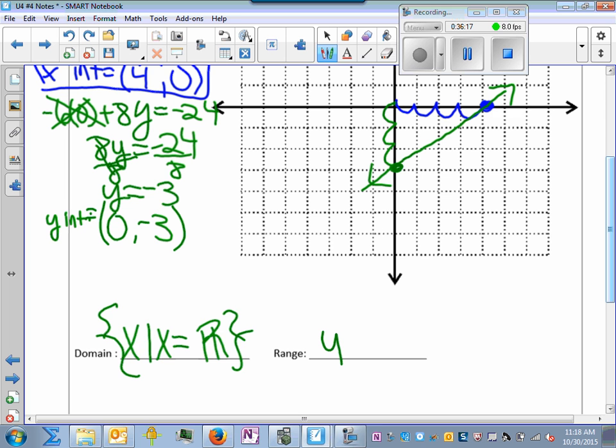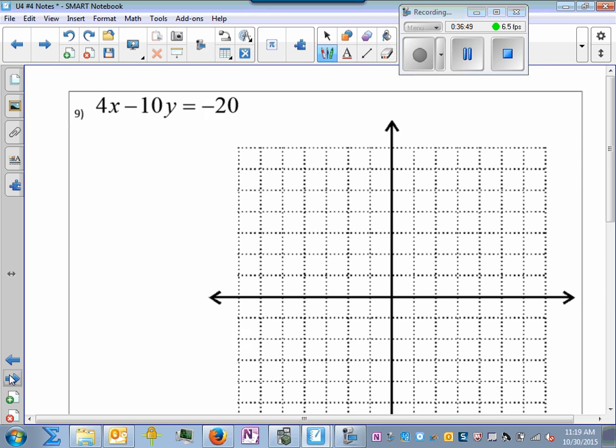And my range is y such that y is equal to all real numbers. You will not always have it like this. There will be ones where your range is going to be a little different. But when I only have one x-intercept and one y-intercept, your range is always going to be all real and your domain is going to be all real. Unless you're dealing with a vertical line on the origin or a horizontal line through the origin. But we won't deal with those right now.